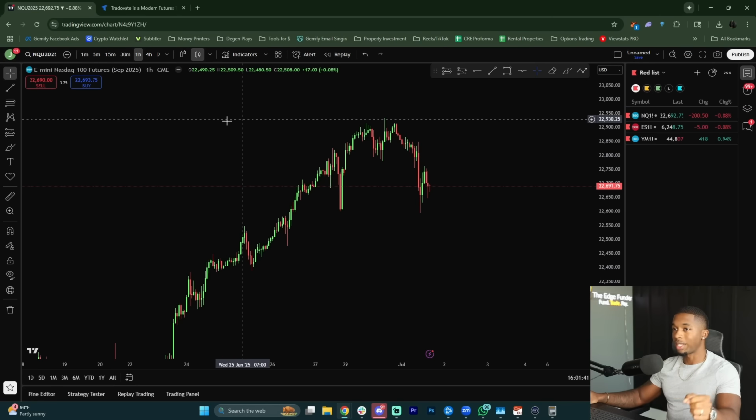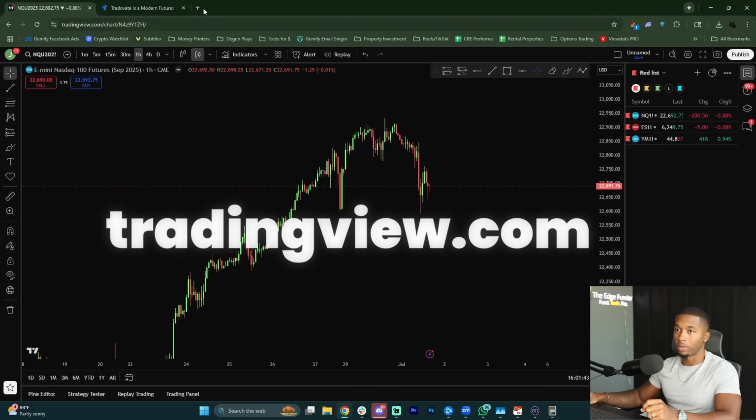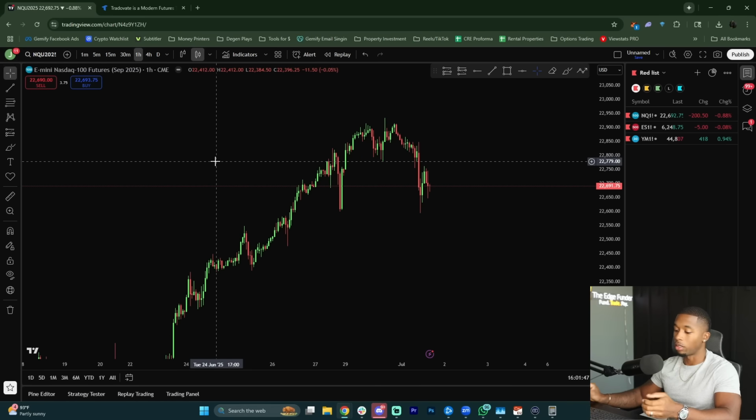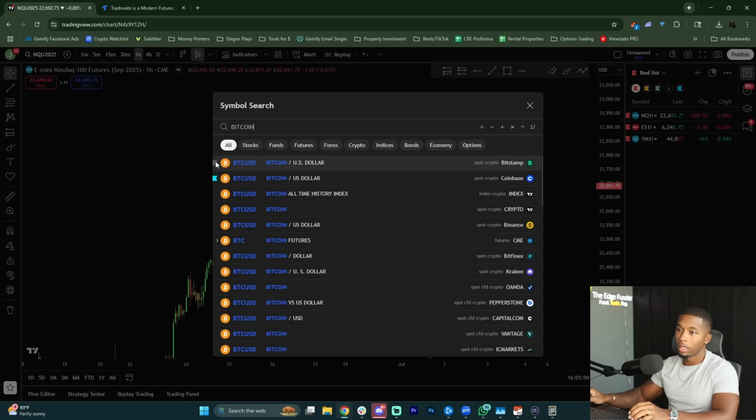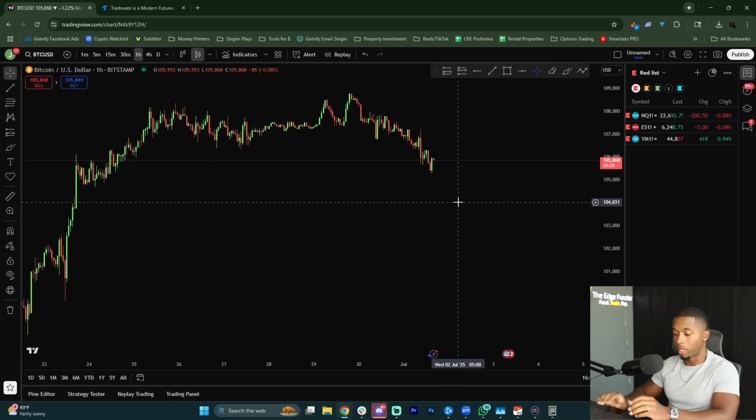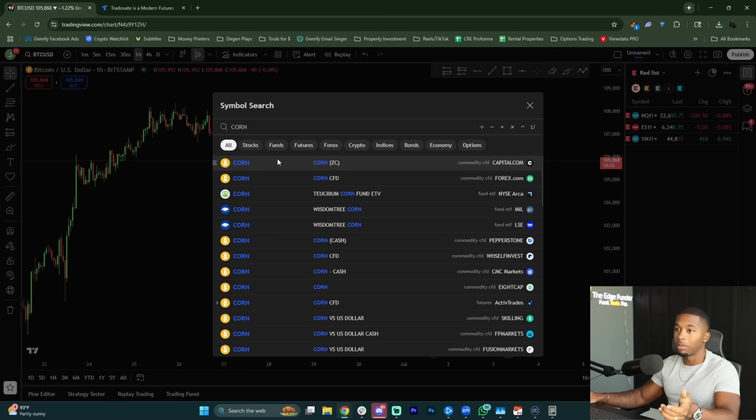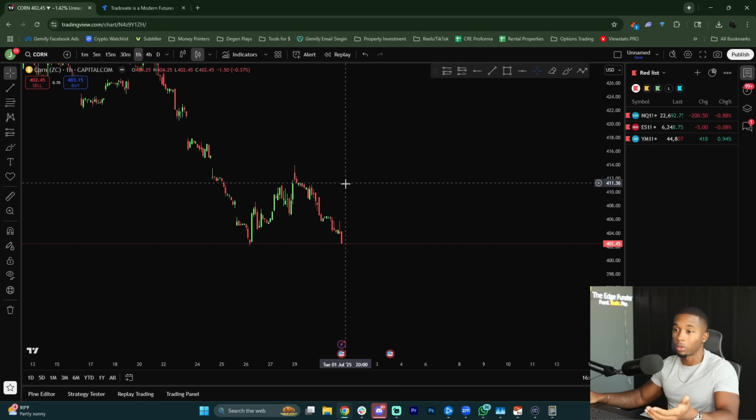So the first tool right here that you're going to need is called TradingView. Now, TradingView is simply where we go on and look at our charts. On here, we can look up anything. We can look up Bitcoin and it'll bring us the chart of Bitcoin. We can look up corn. It can bring us a chart of corn or the price of where corn is at.